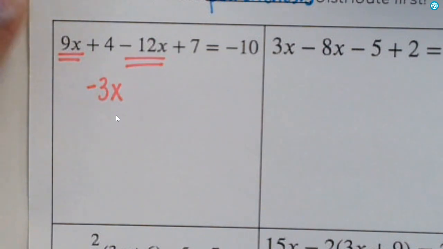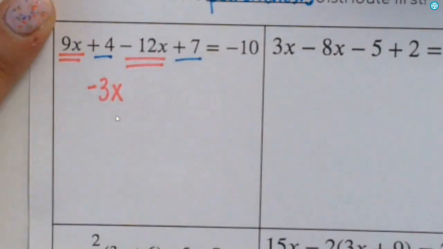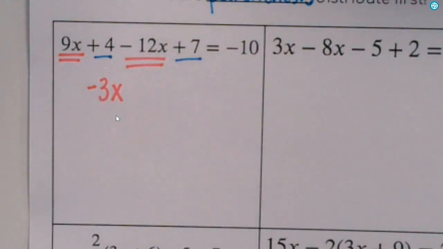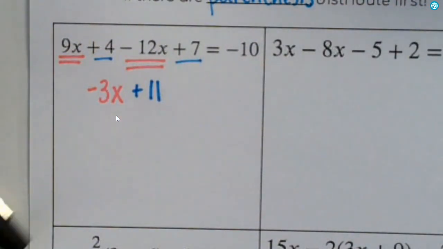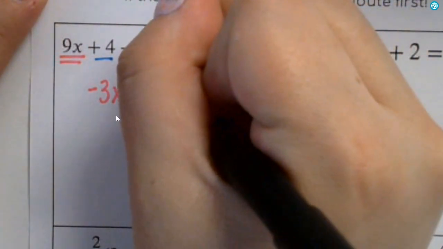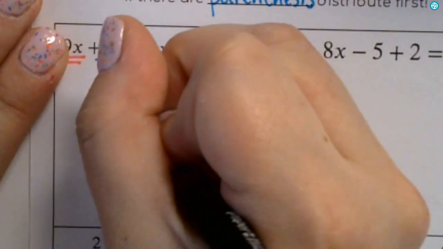We are also combining together this 4 and this 7. Since it's plus 4 and plus 7, those are both positive, so we can just add them together. 4 plus 7 is 11. And that is still equal to -10. And then we just solve from here. So once we get our like terms combined, we are solving now. We're going to subtract 11 from both sides because we've got to get rid of that plus 11; when you use opposite operations, I'm going to subtract 11 from both sides.